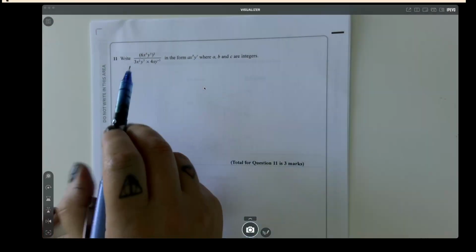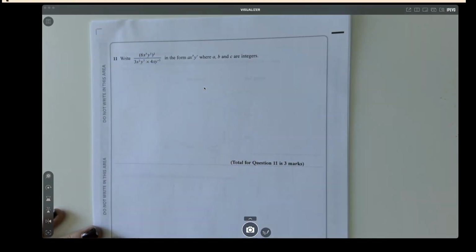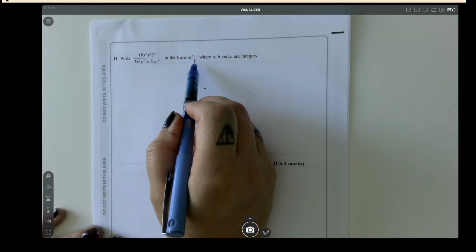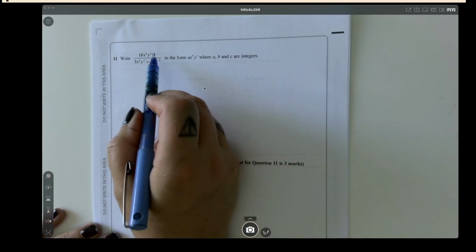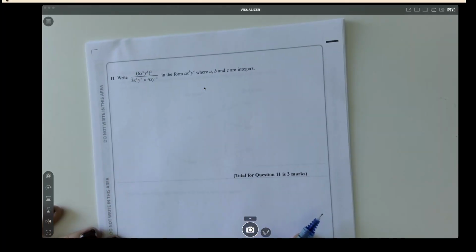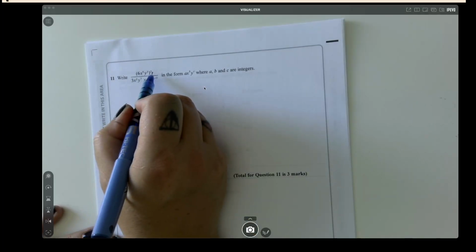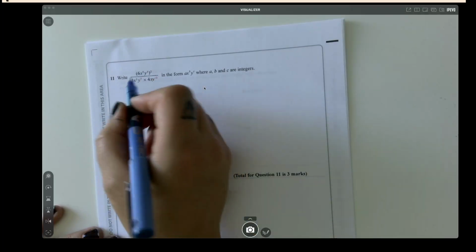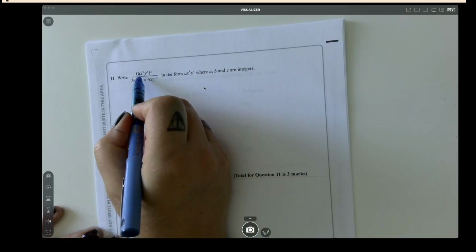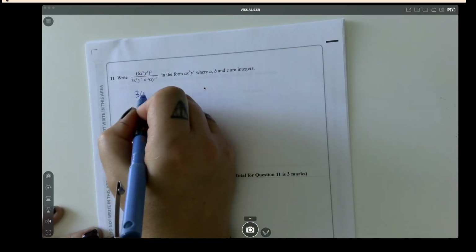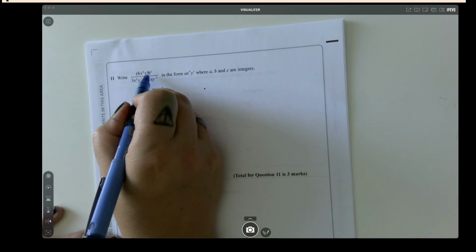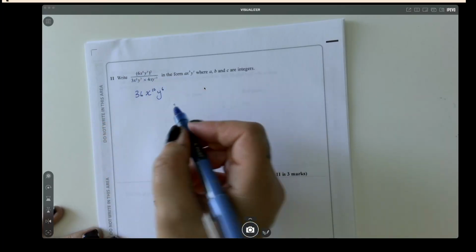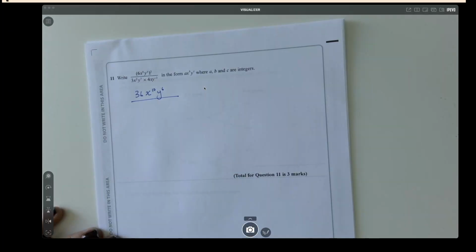Question 11. Write this expression in the form ax to the power of b, y to the power of c, where a, b and c are integers. So we're going to use our laws of indices to simplify this further. So I'm going to start with the numerator. So 6 squared is 36, x to the power of 5 times 2, y to the power of 3 times 2, because that bracket is a power of a power rule. So that's the numerator simplified.